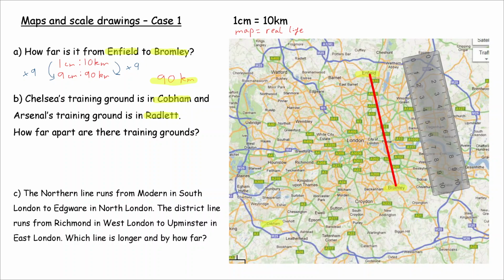Here we go. Up here. Perfect. There we go. So you've got Cobham and you've got Radlett. And again, let's go and use a line. Let's do it in green this time, and let's make it a little bit thicker so you can see what is going on. Radlett down to Cobham. Oh, that's not good at all.